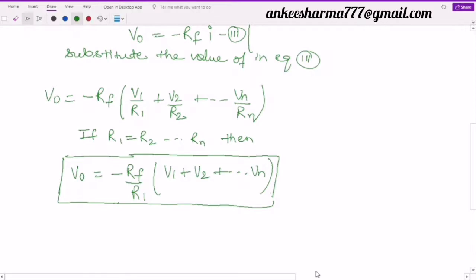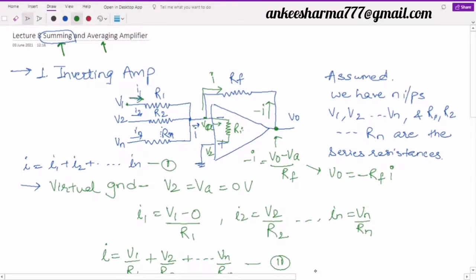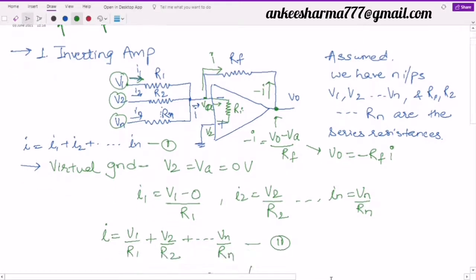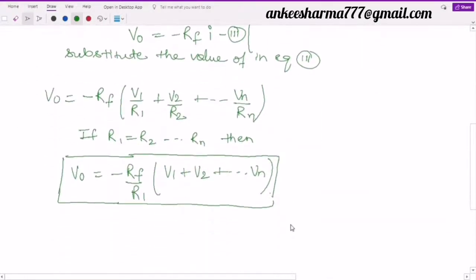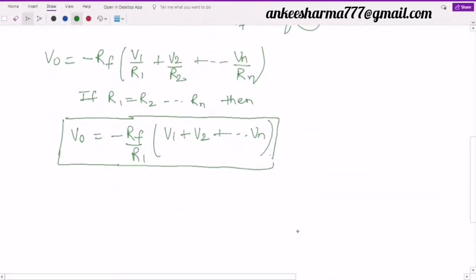What were these? These were all my inputs. These V1, V2, Vn, they were all inputs. It means if I connect all the inputs with some series resistances to an inverting terminal, then these will be added up in my output. Although they will be multiplied with a factor of minus Rf by R1, we can change that. If I make my Rf equal to R1, then my output will be equal to minus of V1 plus V2 plus so on up to Vn. So this is my output, which is nothing but the sum of all the input voltages.